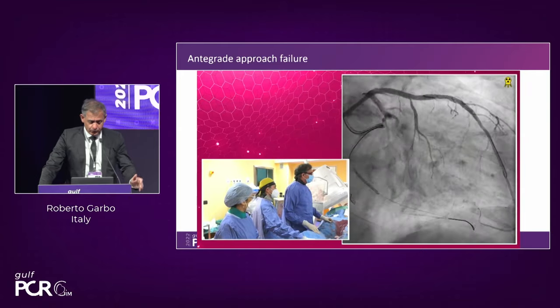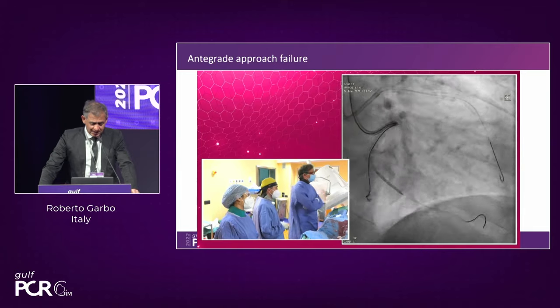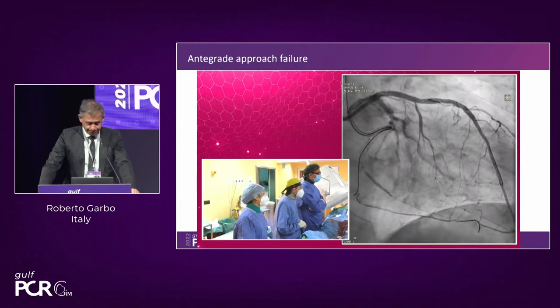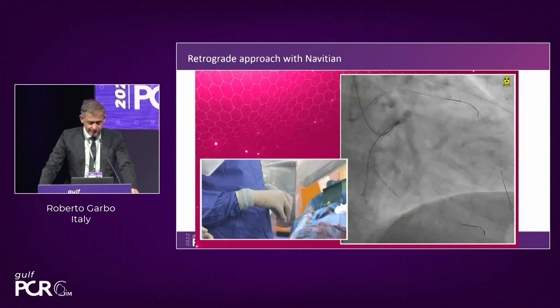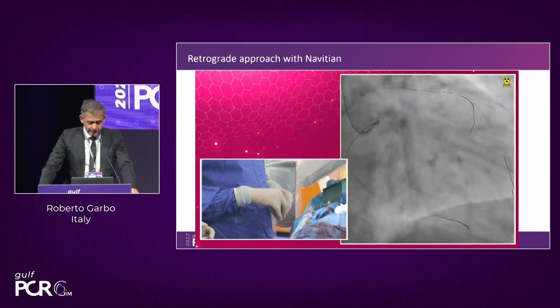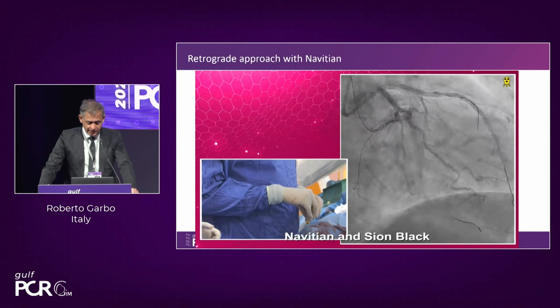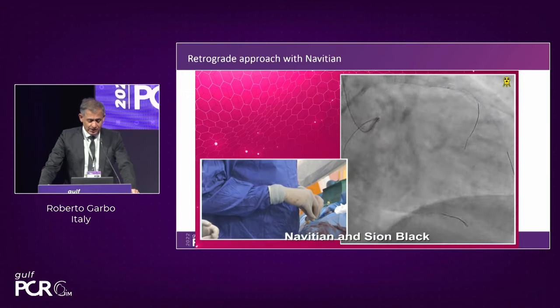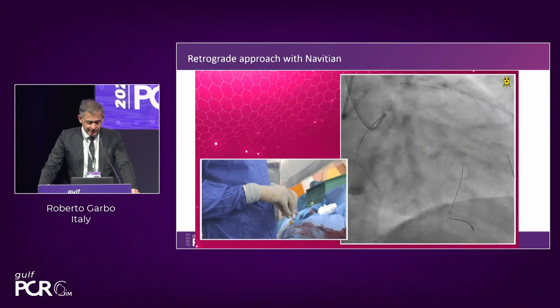This is the time for going retrograde. And we take the Navician, the same microcatheter, 150. We need to cross a stent strut on the LAD. This is not an easy situation. This you can see with the Sion Black. This is septal surfing, a classical surfing. So the microcatheter is inside the LAD, and the Sion Black went easily.